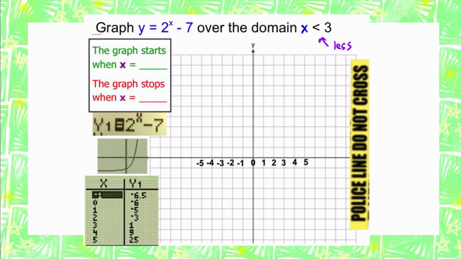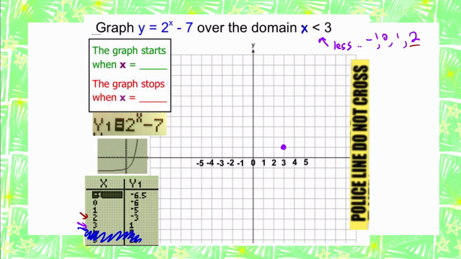Some values that are less than 3 would be 2. Oh, let me go the other way: 2, 1, 0, -1, and so on. So when I'm looking at my table, I'm going to start at 3 and plot my first point, 3, 1. Now, if I'm looking for values that are less than 3, should my next point be 4, 9, or should it be 2, -3? It should be 2, -3 because that is less than 3. I don't want anything to be greater.